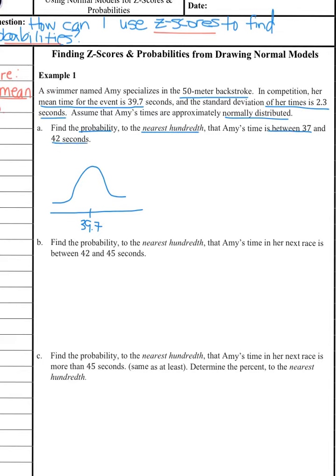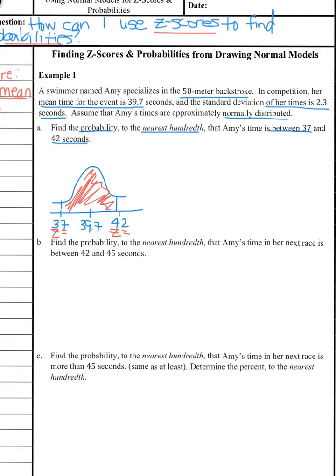So the mean is right in the middle. We're going to label on here the other two given values that we're trying to find the probability between. So 37 is somewhere over here, and 42 is somewhere to the right of the mean. So we're basically finding the probability that it's somewhere between here and here. So we're going to end up with a probability, or a percent chance, that her time would be between those two values. So using our z-score formula, we're going to find the z-score for 37 and for 42.